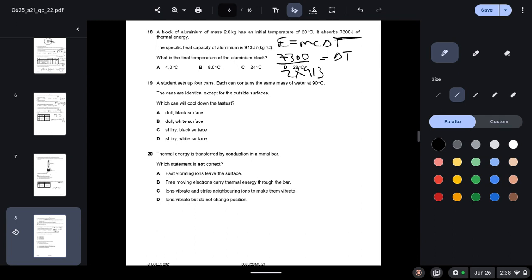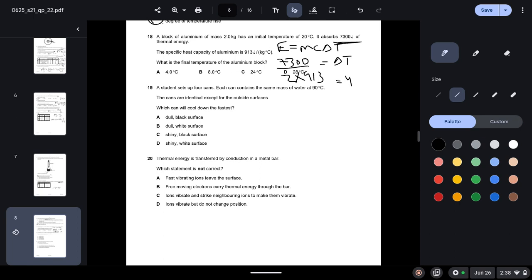So your change in temperature comes out to be 4. So we know that the initial temperature is 20. So what would be the final temperature for there to be a change of 4 Celsius? When you go through the options you will see that C is correct. 24 minus 20 will give you 4.